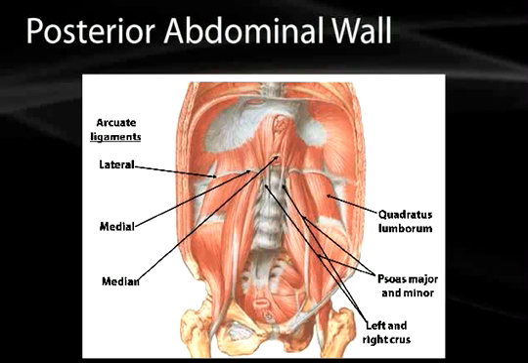Then over the psoas we have the medial arcuate arch and the lateral arcuate arch. These are really not that important except for the posterior trigone just after the lateral arcuate arch, and this is a potential herniation site known as Petit's triangle.